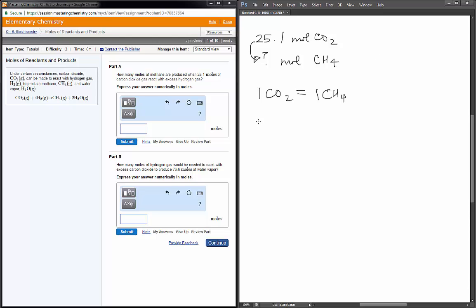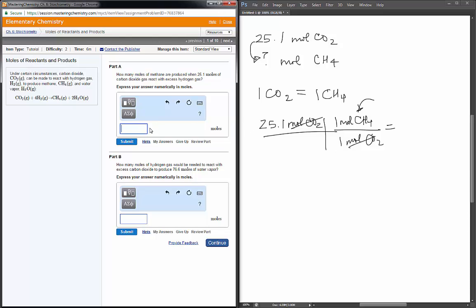So if I've got 25.1 moles of CO2, then I'm going to have 25.1 moles of CH4. The way I do this mathematically is I start with what I was given, 25.1 moles of CO2, and I multiply that by 1 mole of CH4 for every 1 mole of CO2, from this equivalency where CO2 is equal to 1 CH4. So my moles of CO2 cancels, and I get moles of CH4, which is what I was asking for. And if I do 25.1 times 1 divided by 1, I'm going to get 25.1 as my answer.